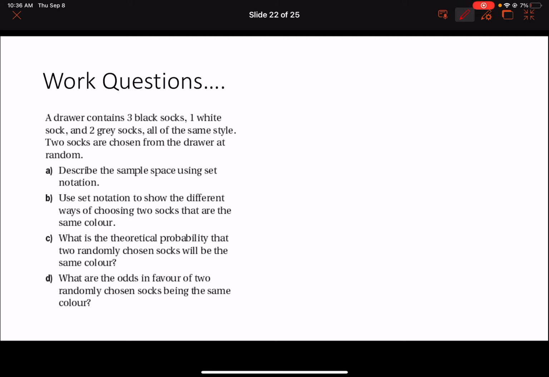Another question. A drawer contains 3 black socks, 1 white sock, 2 gray socks, all of the same style. 2 socks are chosen from the drawer at random. Describe the sample space using set notation. Okay, so the sample space is S equals, set notation. And that's a lot. So 2 socks are chosen at random.